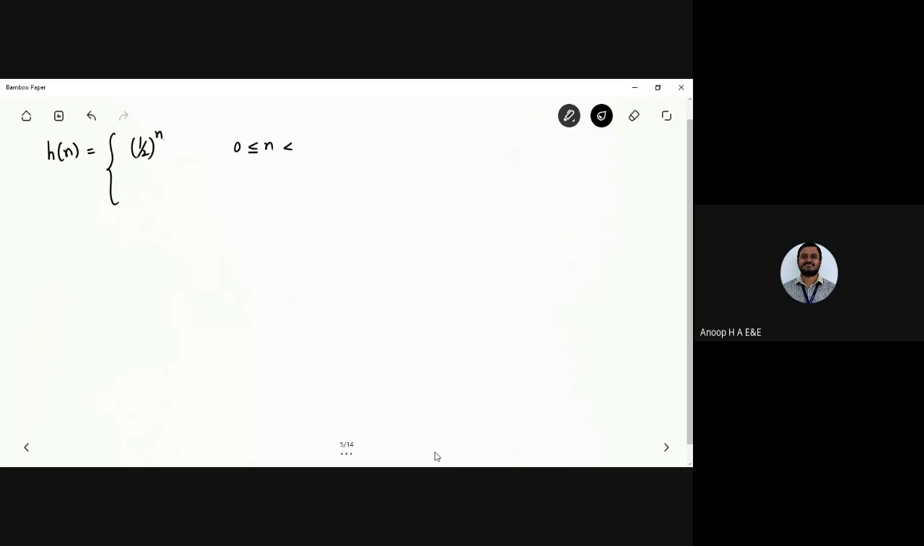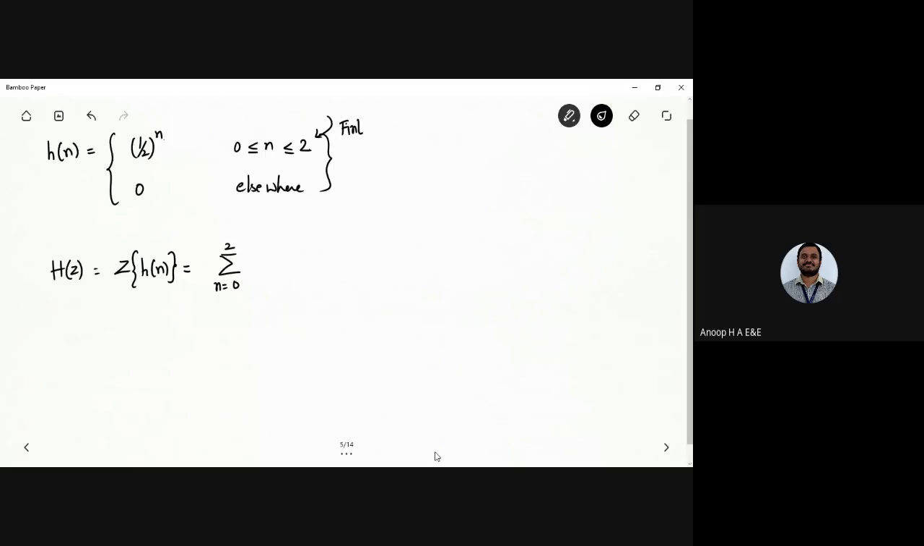So it would be from n equal to 0 to 2, and 0 elsewhere. So what do I need to do here? I need to write h of z. If I want to write the z transform of h of n, that would be the sum from n equal to 0 to 2. It would be a finite sequence here.